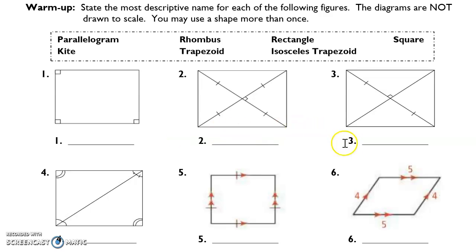There are 6 figures here. You do not have to use all of the different figures the same number of times, and you might use some of them more than once. Go ahead, pause, and try these.